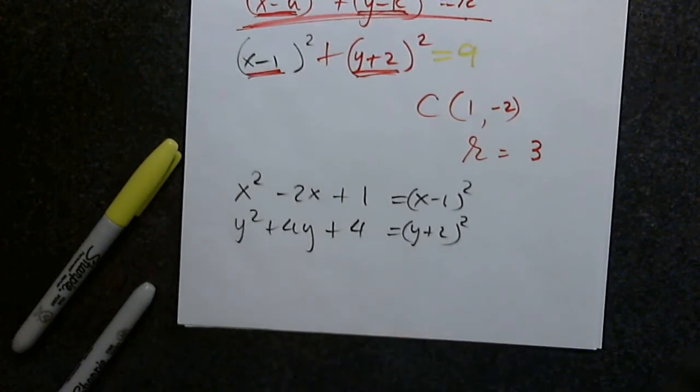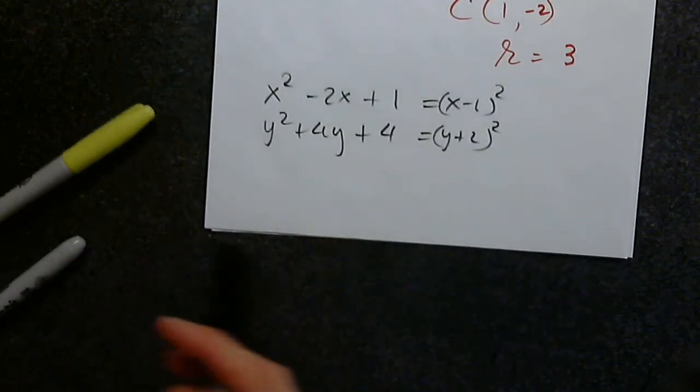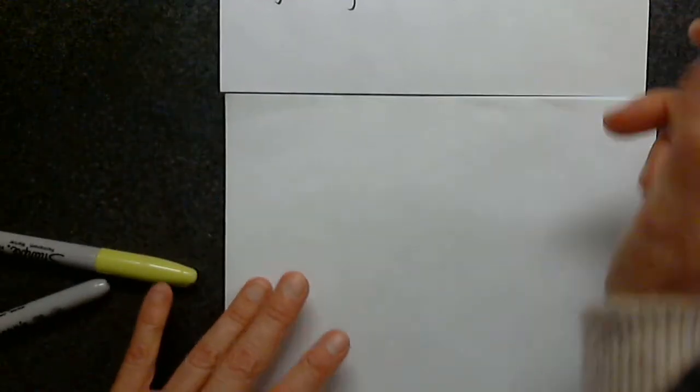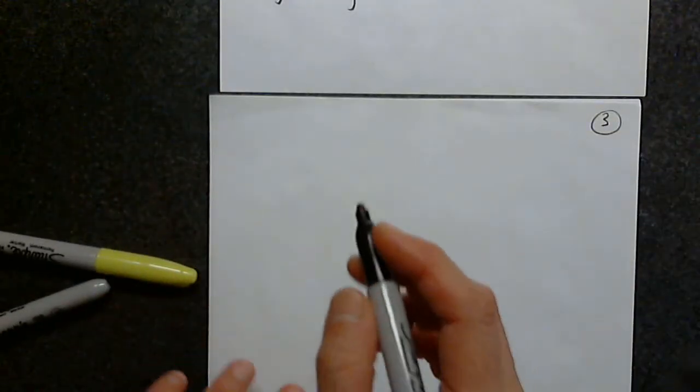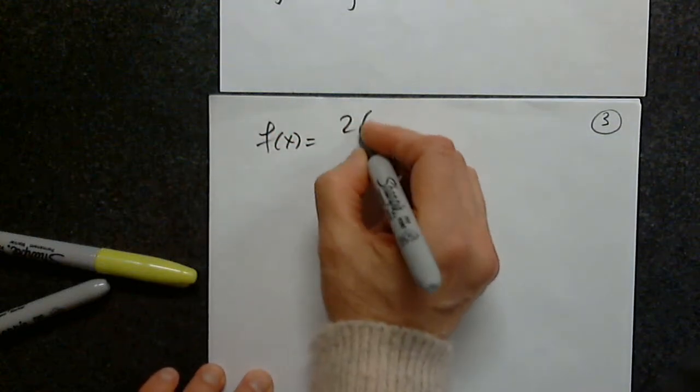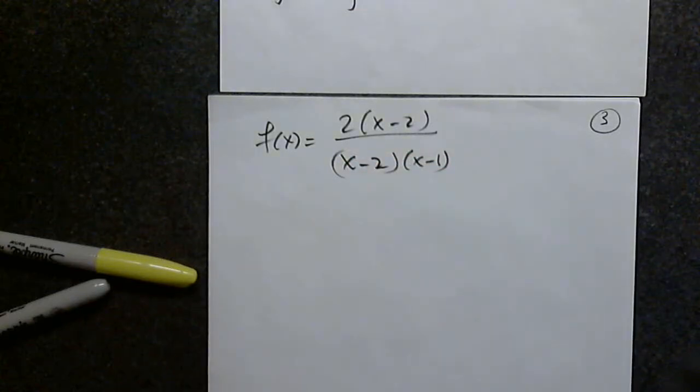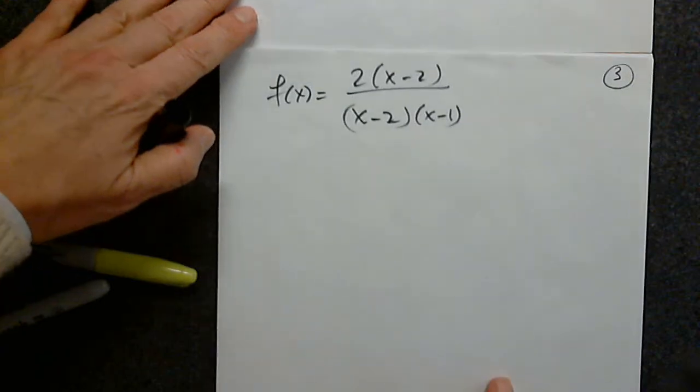Let's look at the next question. Anything else? 8. Okay, very good. Which one in number 8? Let's go with the first one. And we have f of x equals 2 times (x minus 2) over (x minus 2)(x minus 1). That's what I have to do immediately with any rational function like this one. I have to simplify. I have to factor completely so I can find the domain, the x and y intercepts, etc.